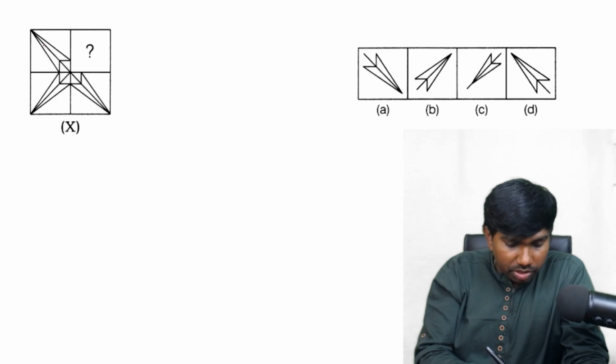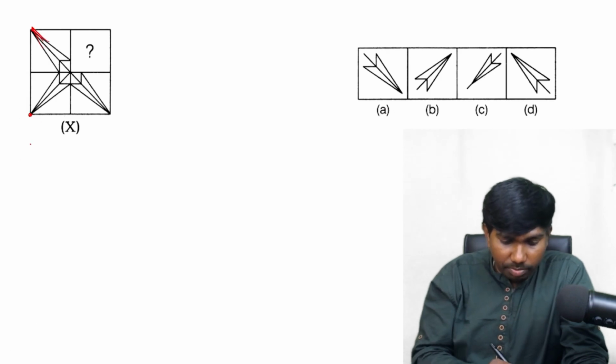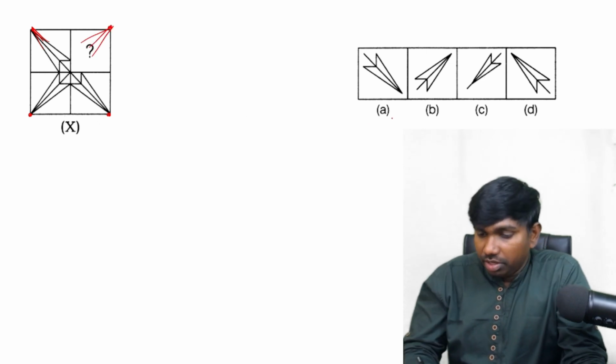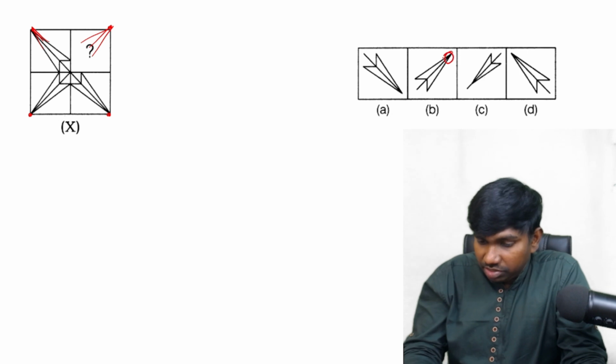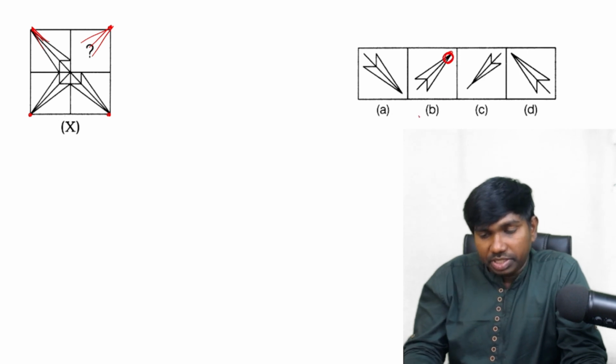Next one. Three lines are joining at the top left corner, bottom left corner, bottom right corner. That means three lines should join in the top right corner. Top right corner, three lines joining places in option B.